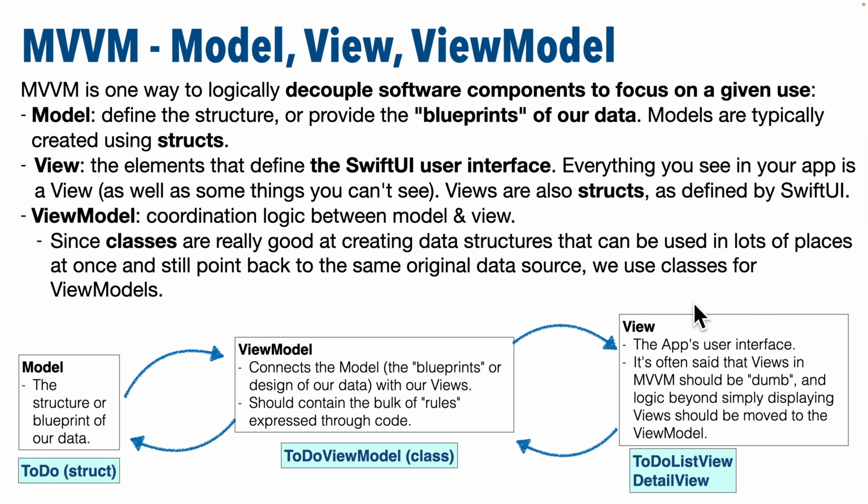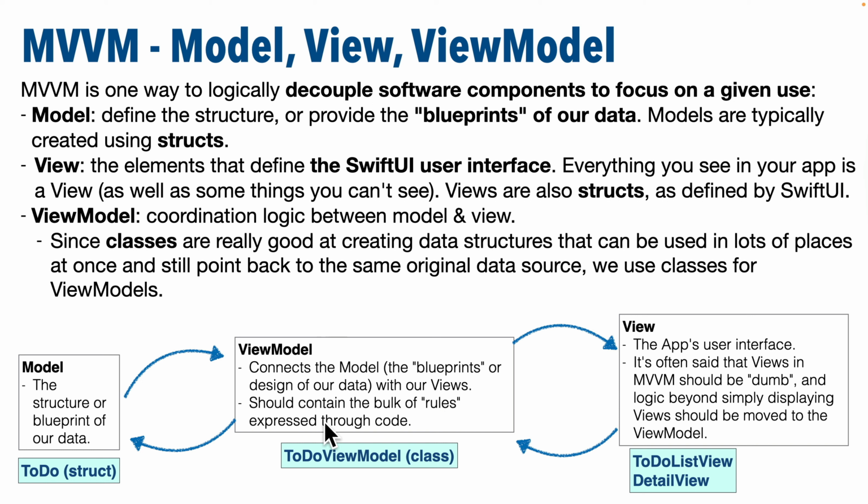And the view model, the last VM in MVVM, actually sits between the model and the view. It acts as a coordinator between how our data should be expressed and how it should be presented in our user interface. Most of the logic in our software code is going to be in the view model. In fact, you'll hear some developers refer to the fact that the view should be dumb. We're going to extract a lot of the code that's in the view and move it to the view model.